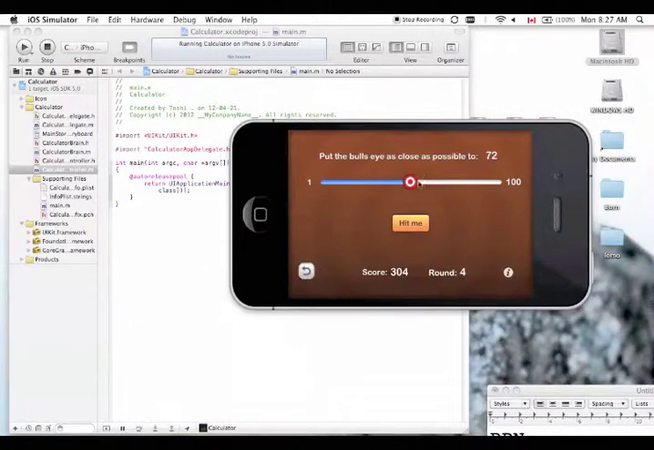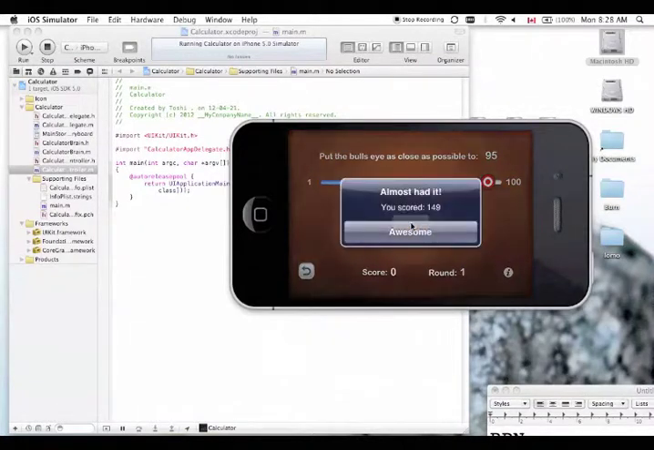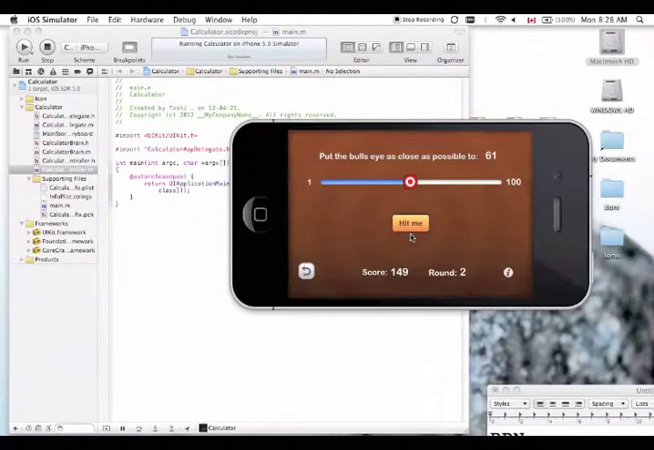And I can then say if I want to restart or somebody else wants to play, you can click this and there will be a fading transition like that, setting the score to 0, round to 1, and the bullseye again to the center, and people can just keep playing. Again, almost had it, 149. So that's the game. There are again some improvement ideas that I would like.